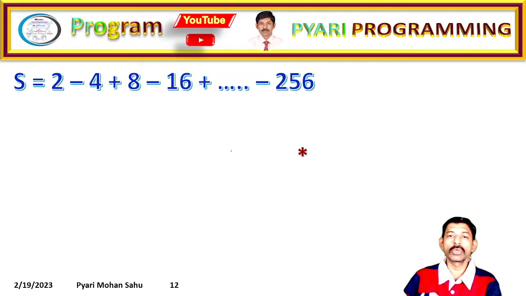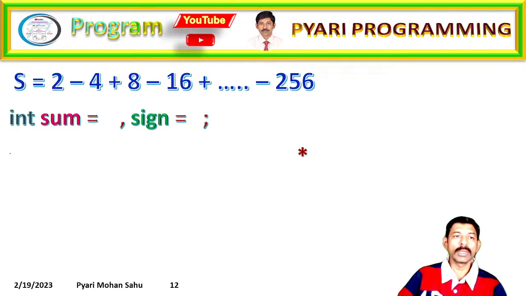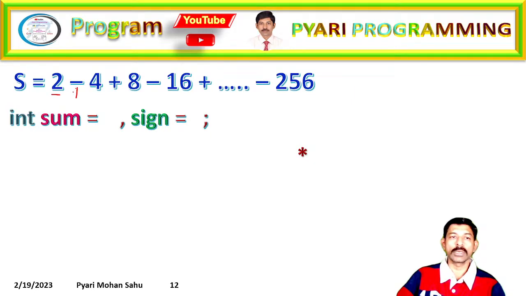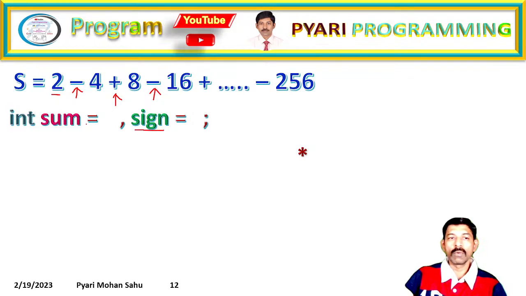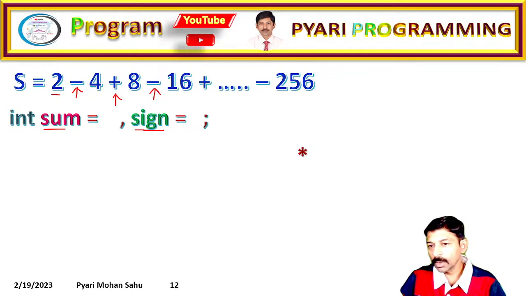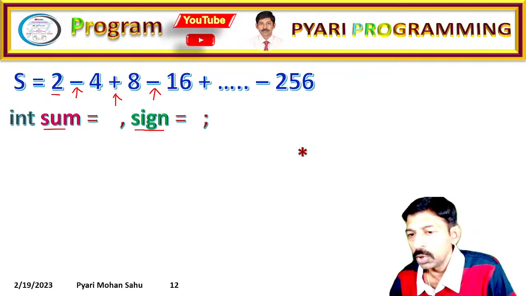Now, next part is your question. I want to display the sum of this series. Now we have a 2 minus 4 plus minus series. So in case of a plus minus series, I will use a variable called sign, which is already explained to you. Why am I going to take a special variable called sign? What is the initial value of sum? What is the initial value of sign? Quickly. Okay, no issue beta. Now you have understood.